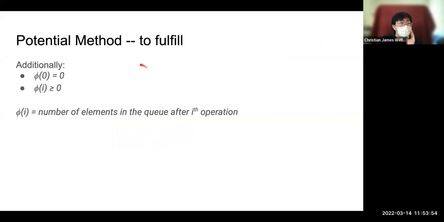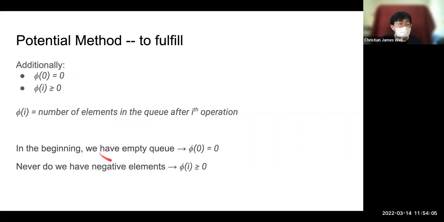What we have to argue is that it fulfills phi of 0 equals 0 and phi of i is greater than or equal to 0. Phi of i is the number of elements after the i-th operation. In the beginning, we have an empty queue, so definitely it's 0. And we never have negative elements, so the number of elements never goes negative. These two conditions are fulfilled.